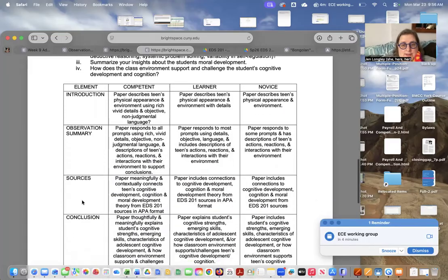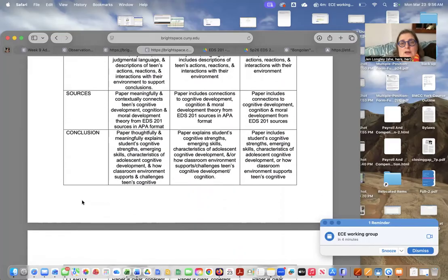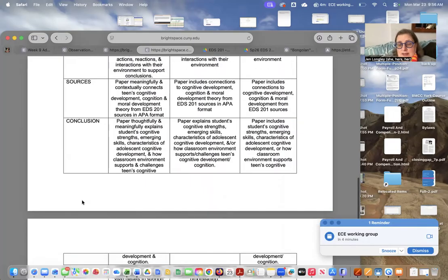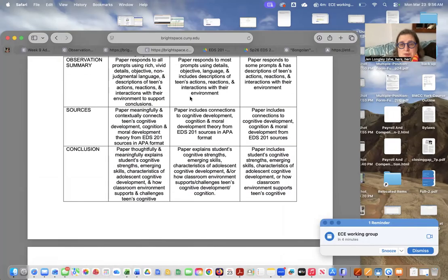So there's the rubric to see how you're going to be assessed. And I look forward to reviewing your papers.